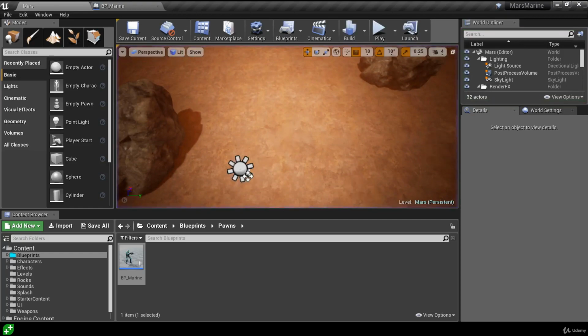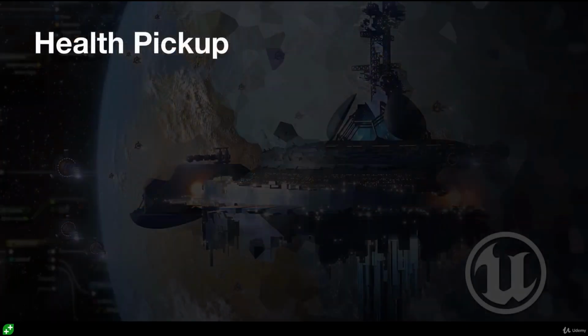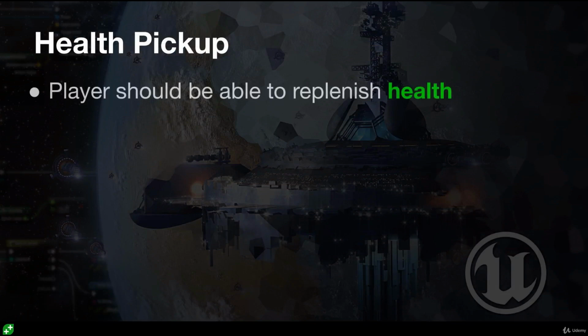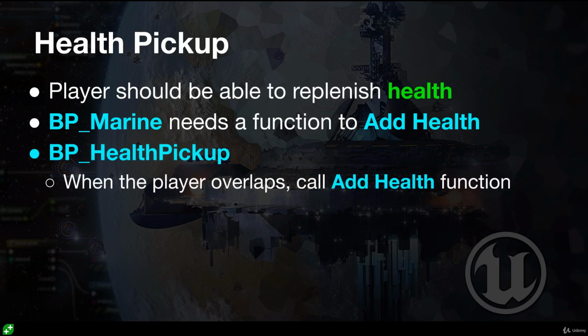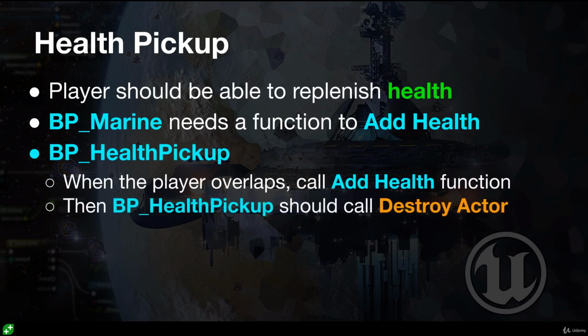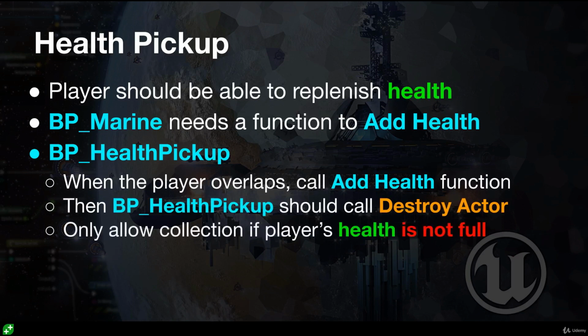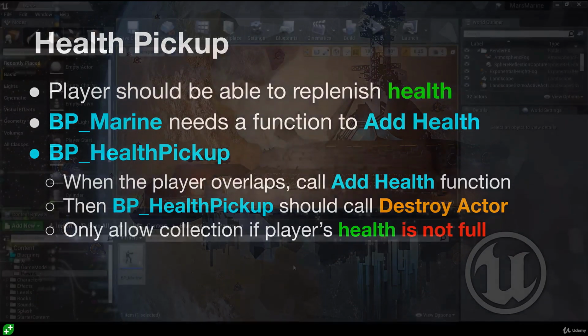Okay, cool. So for the second half of this lesson, we're going to spend some time setting up a health pickup, because the player should be able to replenish their health. Now, in order for this to work, the Marine Blueprint class is going to need a function to add health. Once we have this, we can start setting up a health pickup blueprint class. When the player overlaps the health pickup, it should call the add health function, and then it will destroy the actor and remove itself from the level to represent the player collecting the pickup. But we want to make sure to only allow the player to collect the health pickup if the player's health is not already full. So let's take a look at doing this.